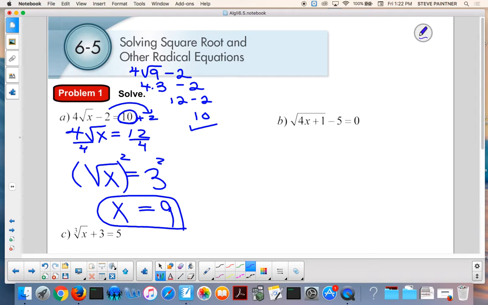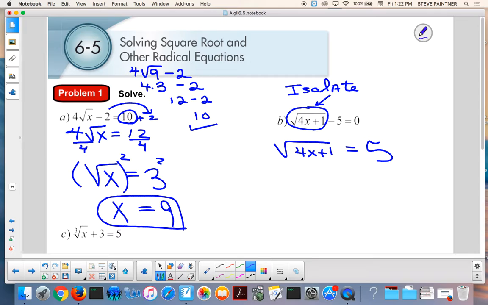Okay, next. Always isolate the radical. So that's how you start these problems. Isolate the radical. So what's first? Add 5. If you add 5, you would get 5. Now the radical, you got to get that radical out of here. So what do you do? Square it. Square both sides, and you get 4x plus 1 equals 25.